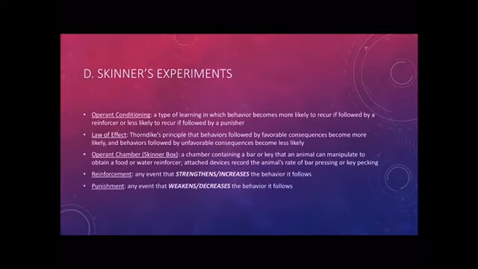Okay, so like I said, reinforcement is like rewards. Reinforcement is any event that strengthens or increases the behavior that it rewards, that it reinforces. Whereas punishment is any event that weakens or decreases the behavior that it's punishing. And so the goal of reinforcement is to get a behavior to continue. The goal of punishment is to get a behavior to stop.